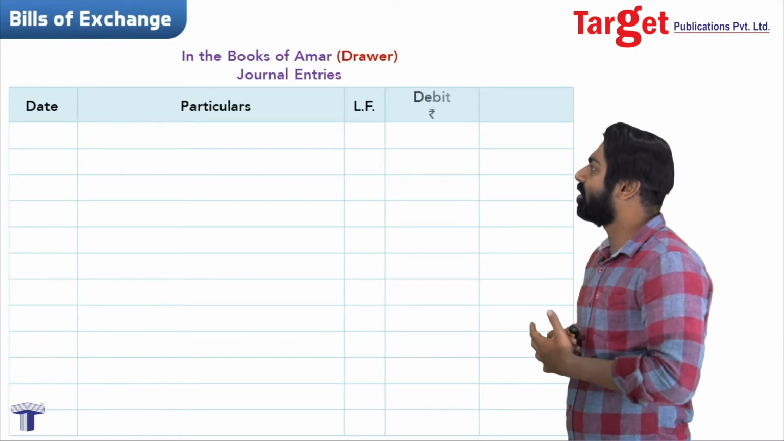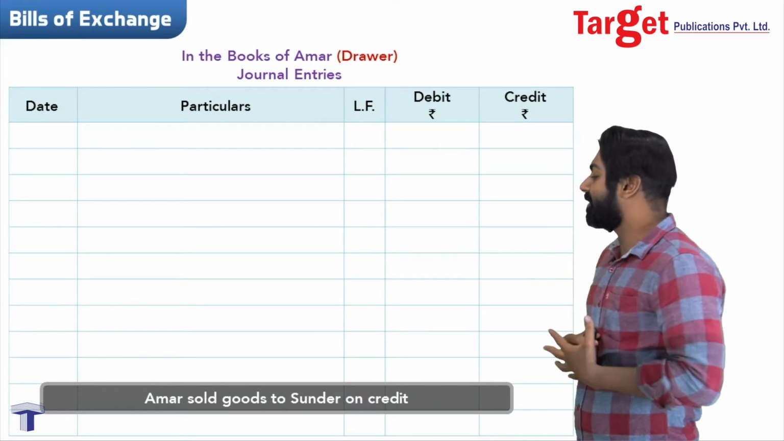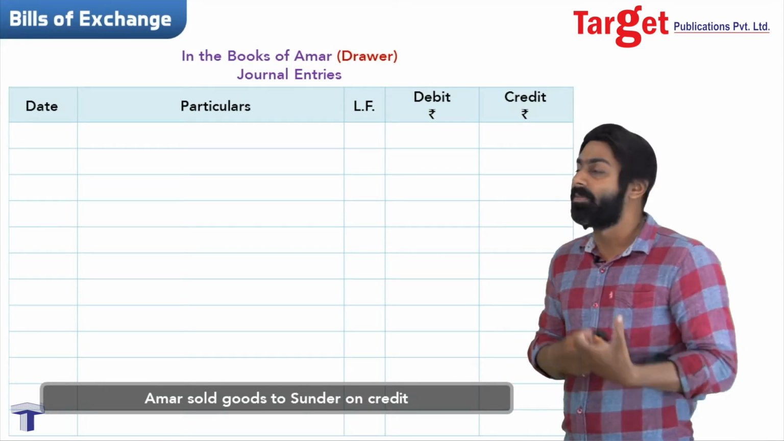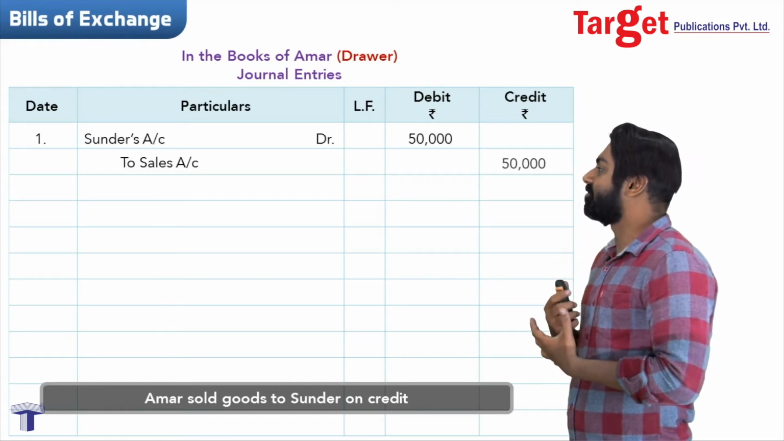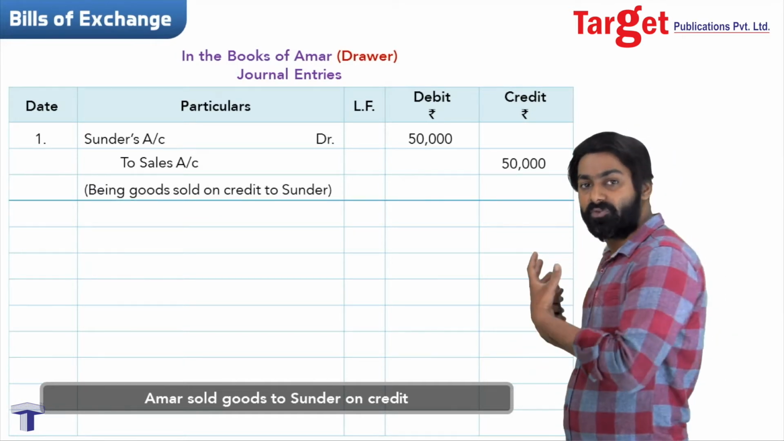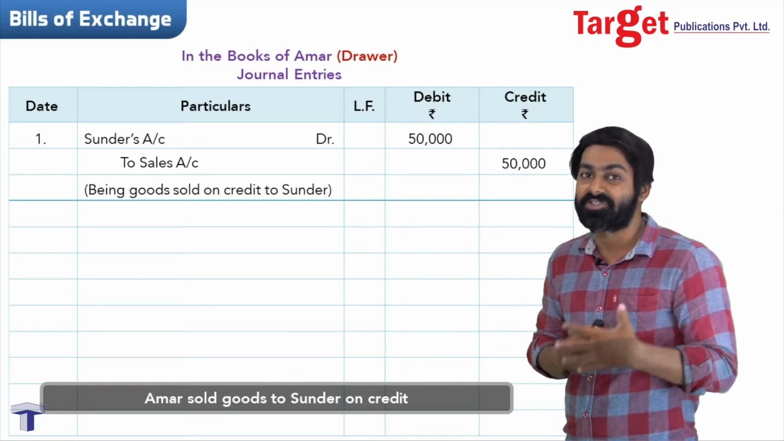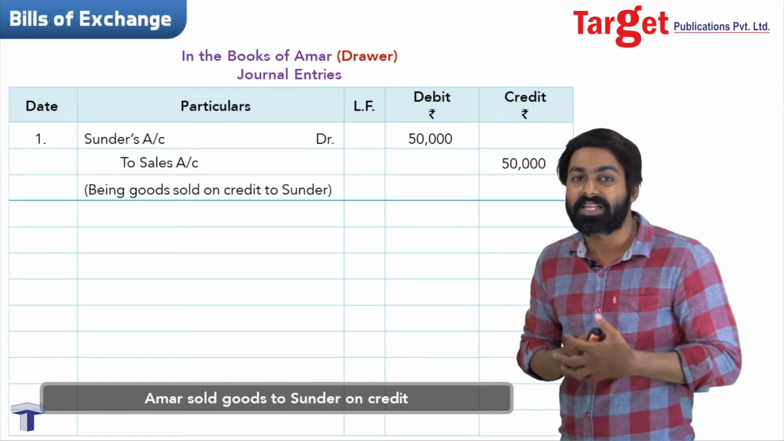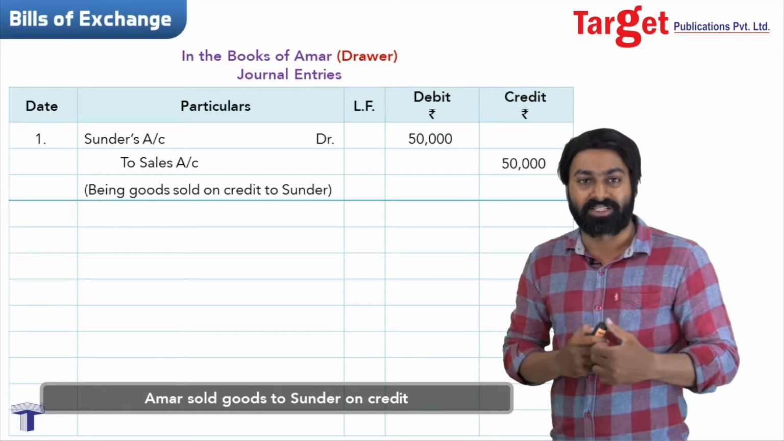First, in the books of drawer. And who is the drawer? Amar. What entry will be passed? Entry will be passed for credit sale of goods. The entry will become drawee's account debit to sales account. Who is the drawee? Sundar. So Sundar's account debit to sales account. This entry will be passed in the books of drawer. Why Sundar's account debit? Because debit the receiver, Sundar is receiving goods. And why sales account credit? Because credit all incomes and gains. So drawee's account debit, that is Sundar's account debit to sales account.